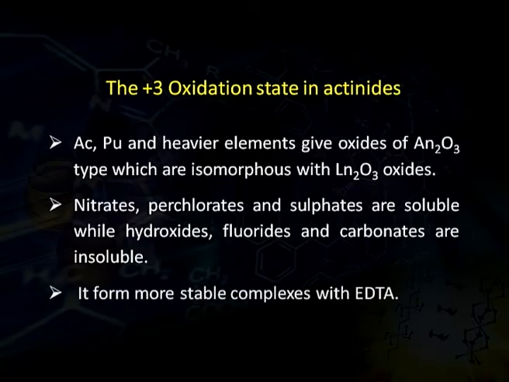It forms more stable complexes with EDTA. EDTA is a highly complexing agent and actinides in the +3 oxidation state are capable of forming stable complexes. The next is the +4 oxidation state in the actinides. It is the main oxidation state of thorium and a stable oxidation state continuing up to americium. Americium +4 and curium +4 exist only as complexes in concentrated fluoride solution of low acidity. The hydrated fluoride and phosphates are insoluble in nature.